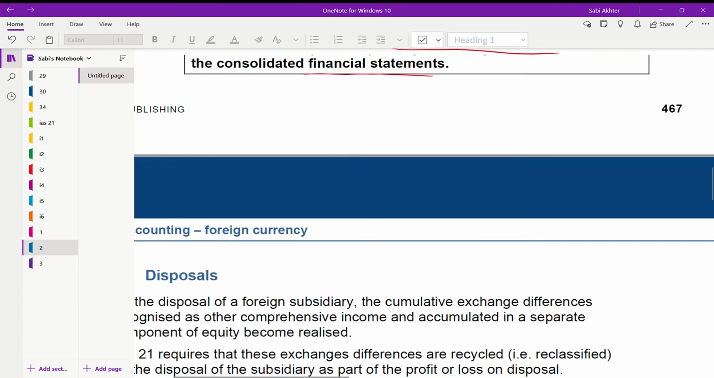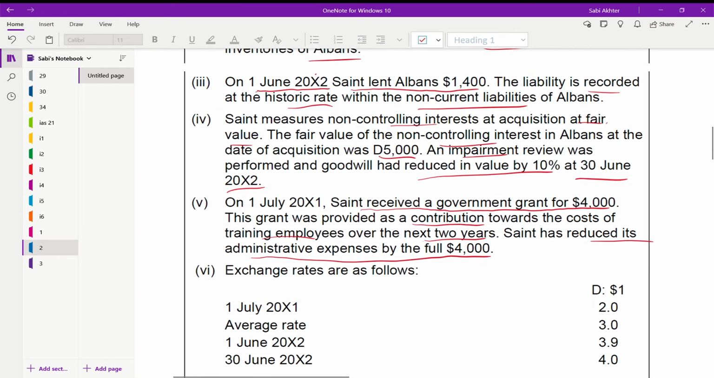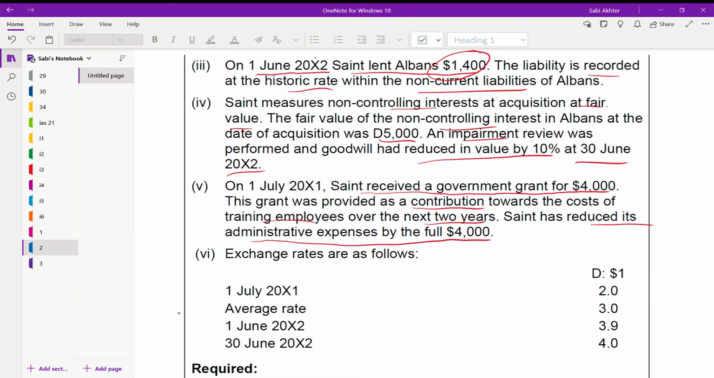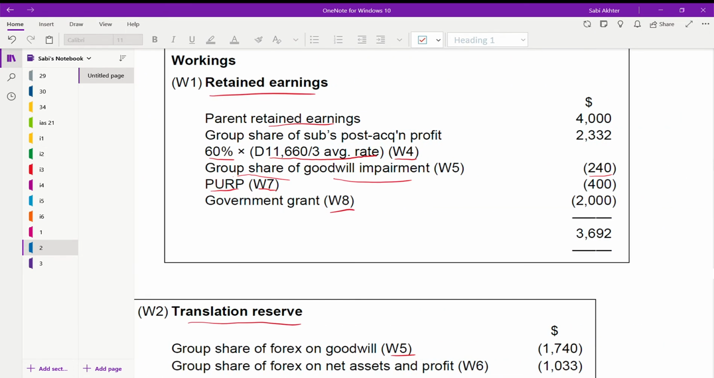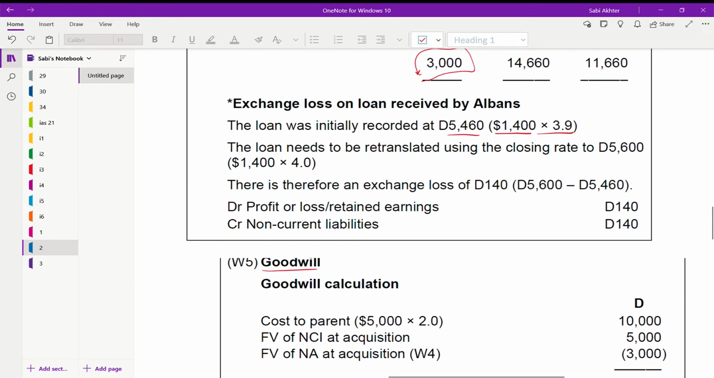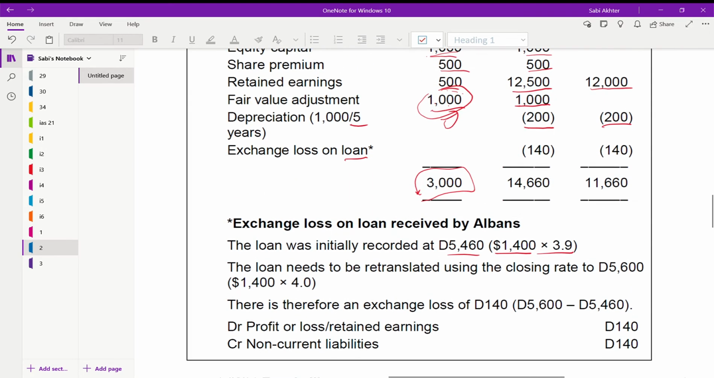Let's go to the loan. You see, it is in your point number 3, 1,400. Alban is receiving this 1,400, and it is a subsidiary. So this 1,400 you are converting using the rate 3.9 at that date. Neither opening, nor closing, nor average, at that rate only. That date, what is the rate? It is given in dollars and you have to find it in D. Remember, the exchange loss, because it comes in the net asset calculation, you have to take it in D. Okay. Now, once you take it in D, you retranslate it using the closing rate.